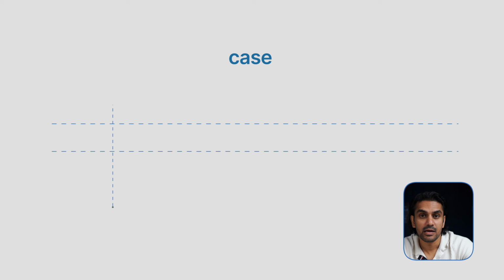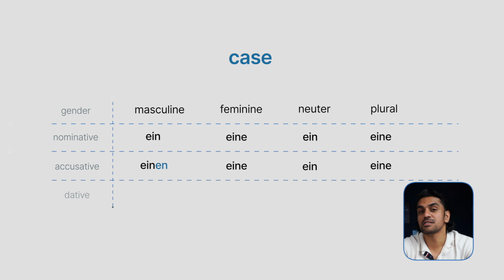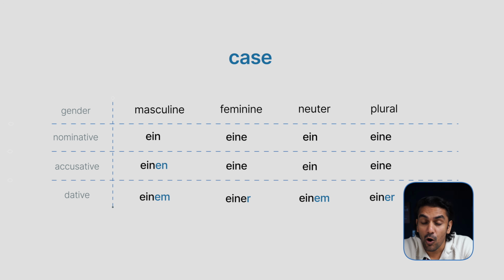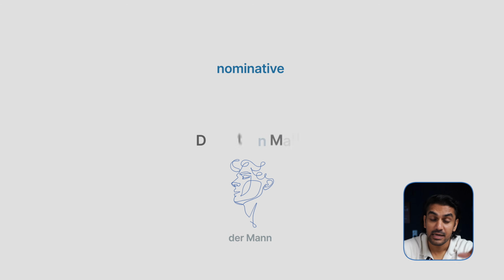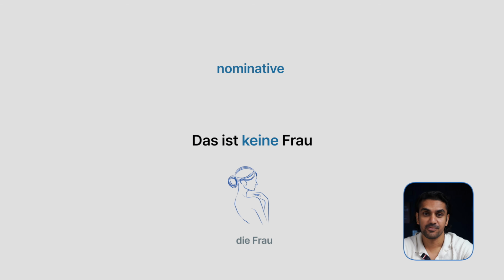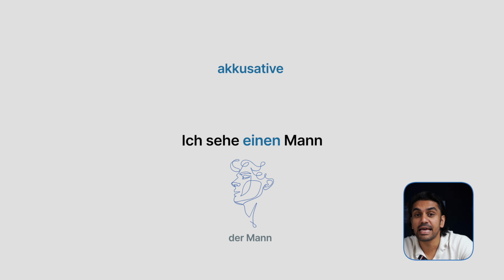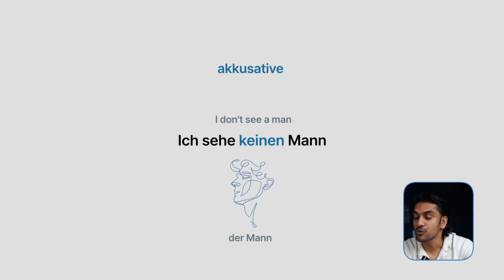And just like articles and possessive adjectives, ein and kein also change depending on the case. If the noun is in the accusative form, they take the accusative endings. And if it's in the dative form, then they take the dative endings. Simple as that. They all follow the same pattern. Let's look at a few examples. Nominative. Das ist ein Mann. That's a man. Das ist keine Frau. That's not a woman. Similarly for accusative, ich sehe einen Mann. I see a man. Ich sehe keinen Mann. I don't see a man.